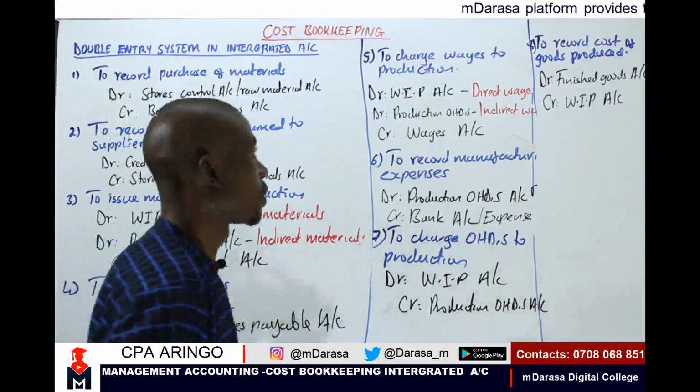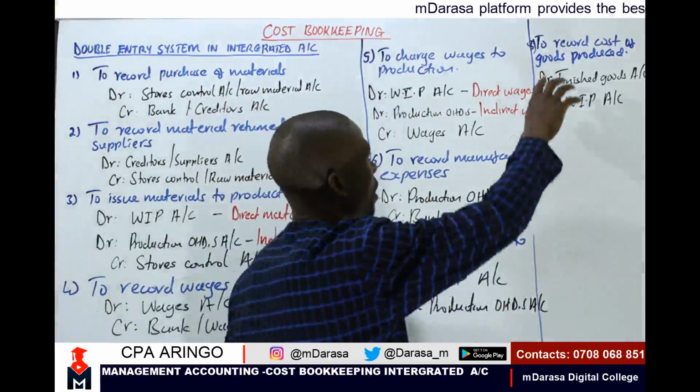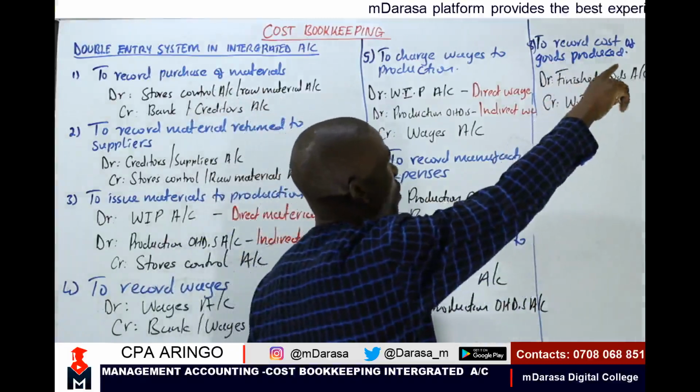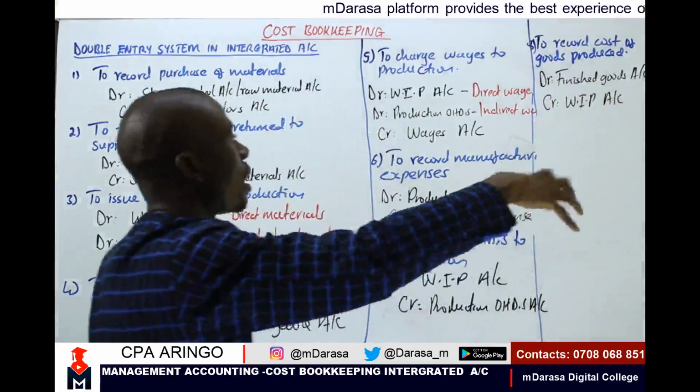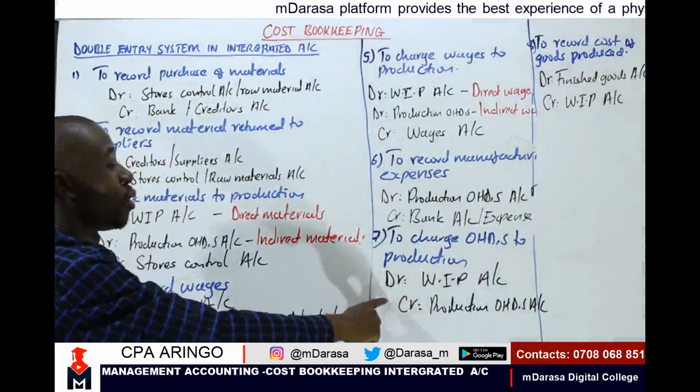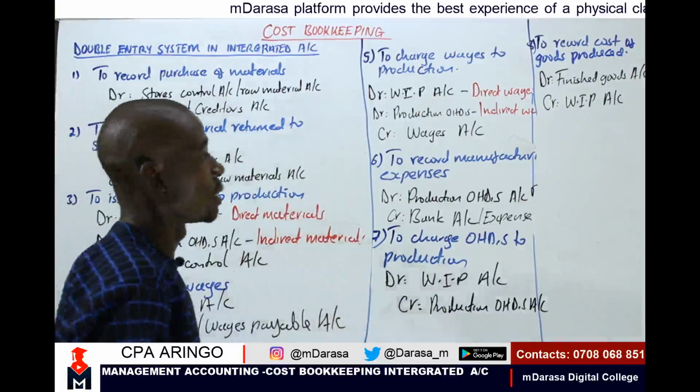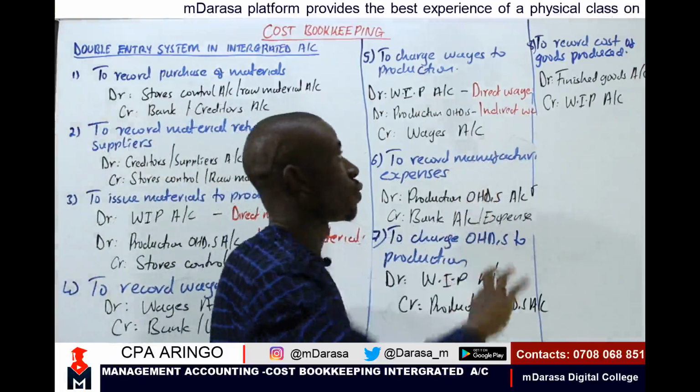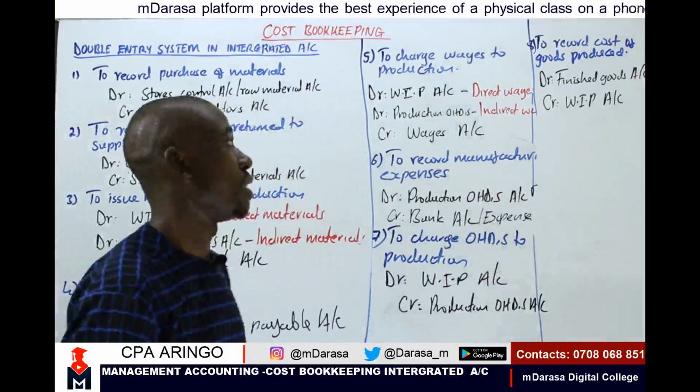So after we've done that, meaning that in this case, to record cost of goods produced, I'm removing them from our work in progress, our production account, taking them to our cost of goods. That's why we're taking it to what? As finished goods account.